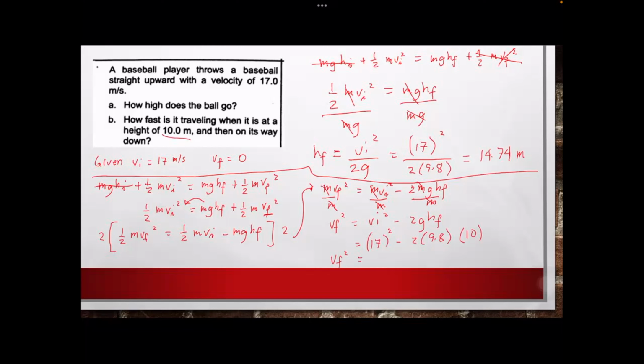Tapos yung sagot ay i-square root nyo na. Paki-square root yung sagot. 17 squared minus 2 times 9.8 times 10. Kasi vf lang yung kailangan natin, squared yung given natin. We have 16.52 po. 16.52 meter per second. They have the same answer. Hindi ba? Na-square root na ba to?